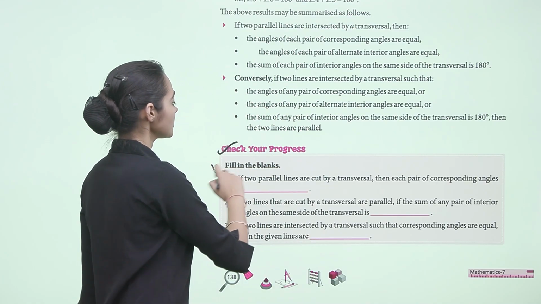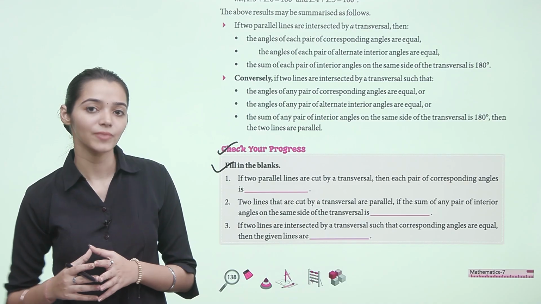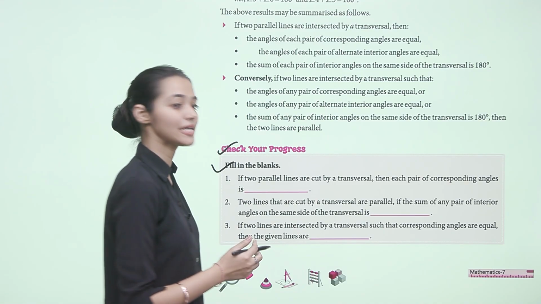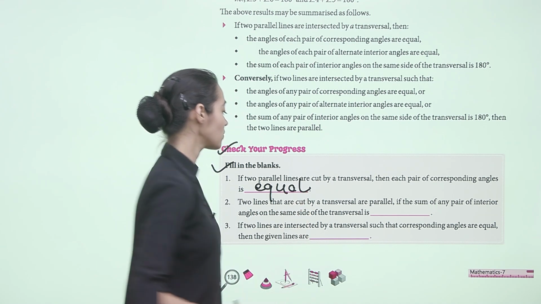Here you can check your progress. Here you have to fill in the blanks. If two parallel lines are cut by transversal, then each pair of corresponding angles is equal. That's how you can solve the remaining ones.